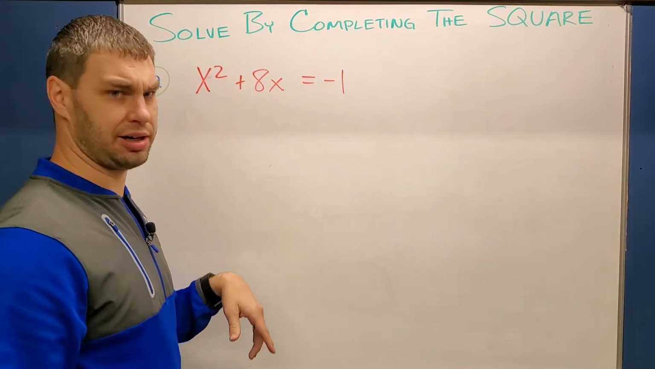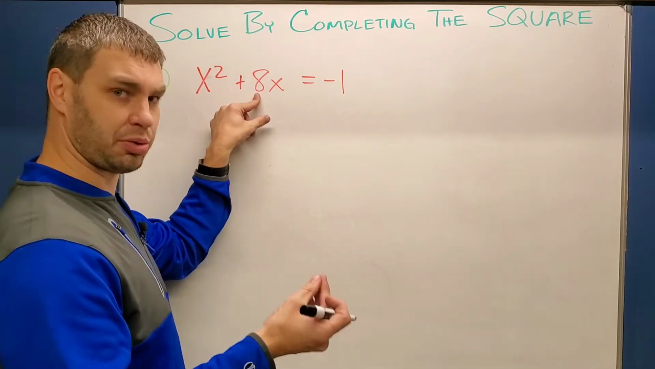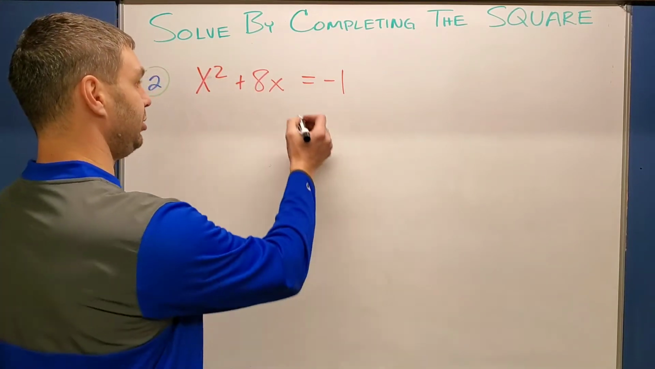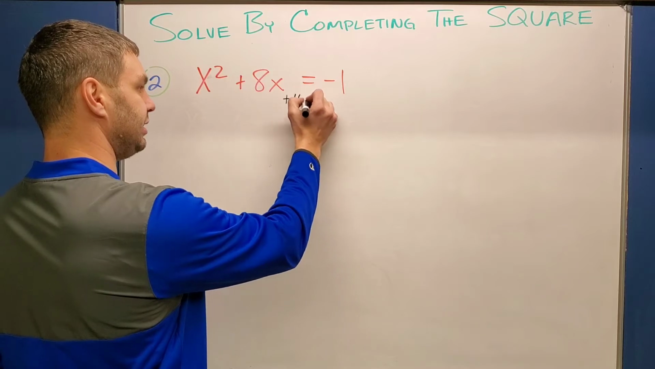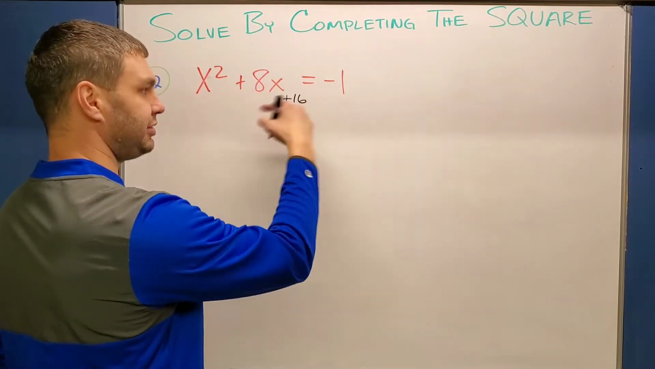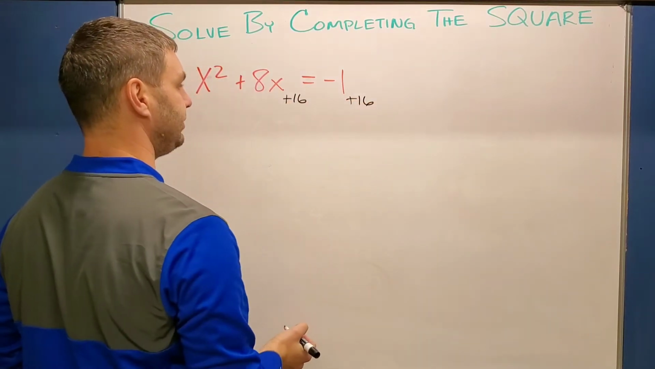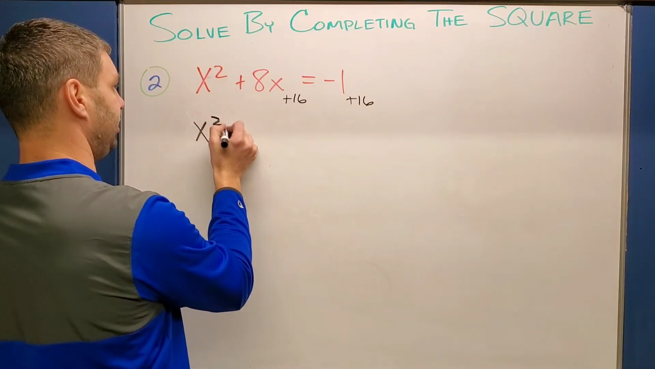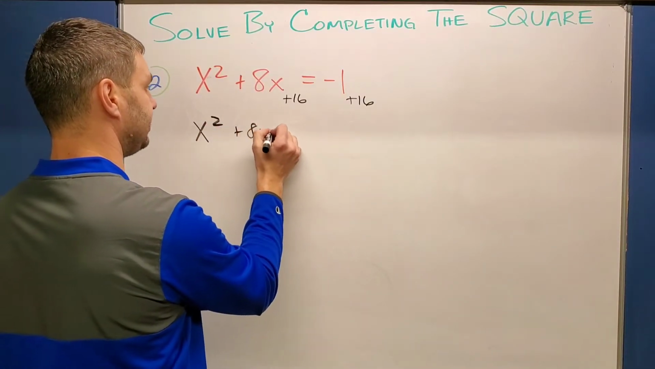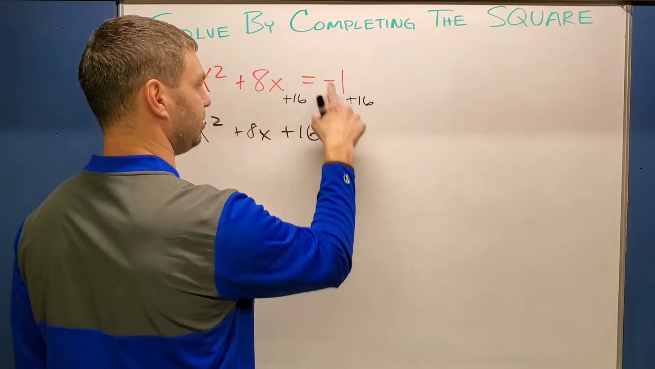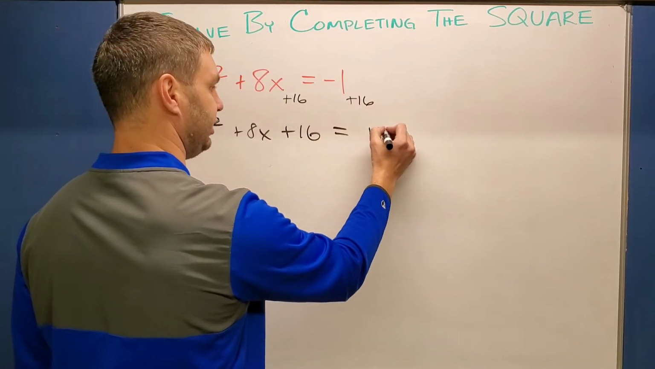Let's see if we can maybe do that in our head. Half of 8 is 4. 4 squared is 16. So I'm going to add in 16 right there, and since I did it to the left side, I also have to do it to the right side, okay? So now I'm going to just rewrite this real quick. X squared plus 8x plus 16 equals, and on this side I can say this is 15.